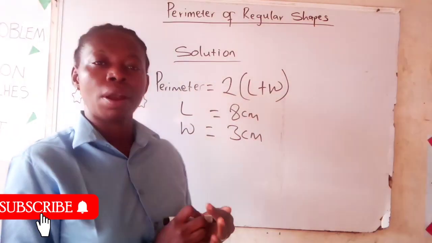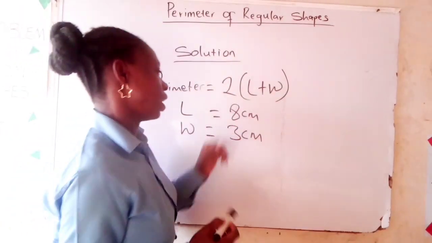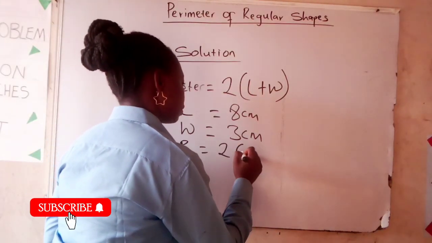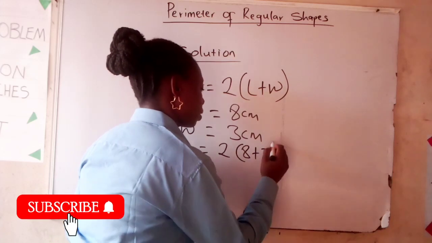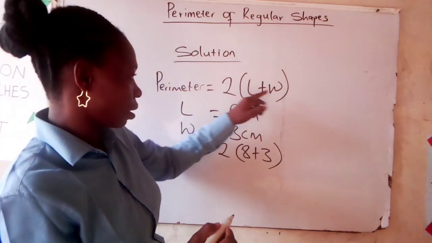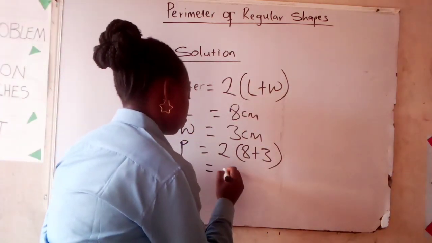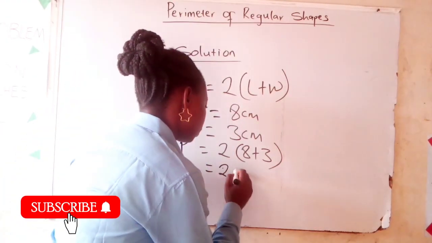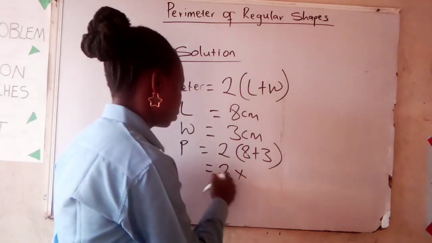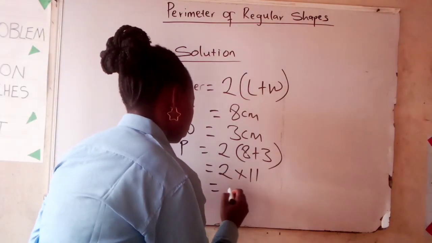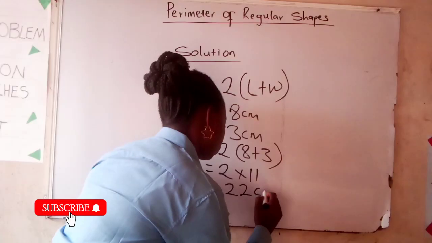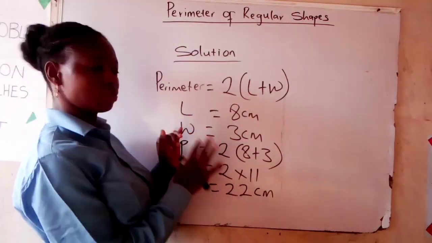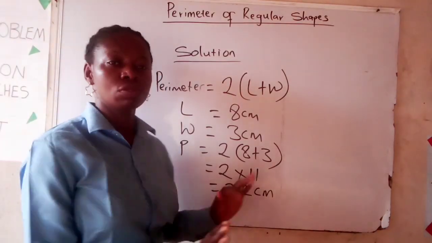So to calculate the perimeter, we sum the length and width. Perimeter is equal to 2 bracket 8 plus 3. 8 plus 3, and which is, so open this bracket, it becomes times. 2 times 8 plus 3 is 11. 2 times 11, which is 22 cm. That's the simple answer. Perimeter of this rectangle is 22 cm.